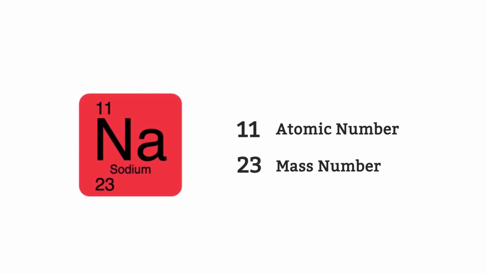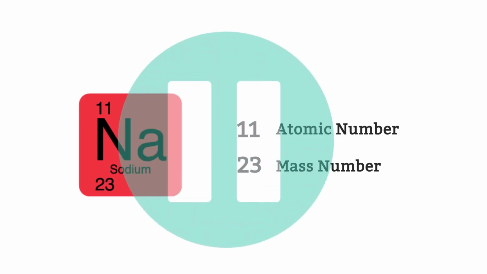The atomic number of sodium is 11 and mass number 23. How many protons, electrons, and neutrons does it have? Pause the video while you count them.